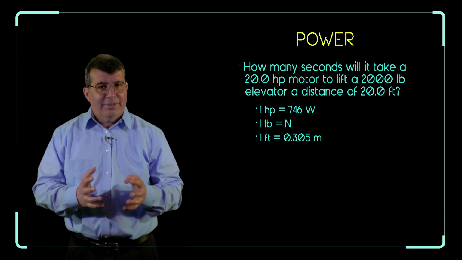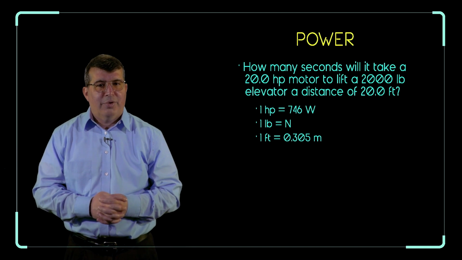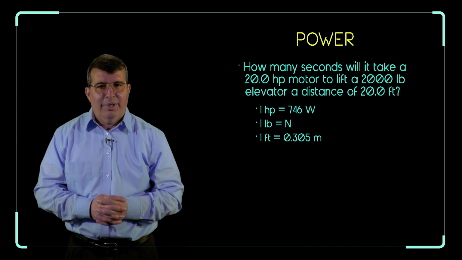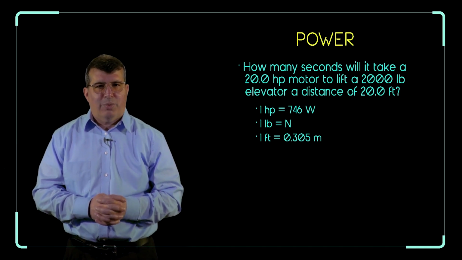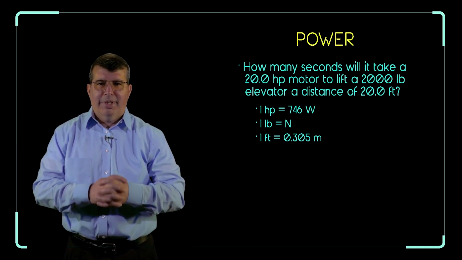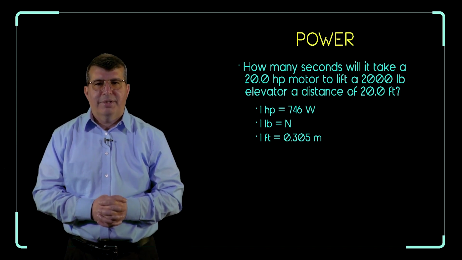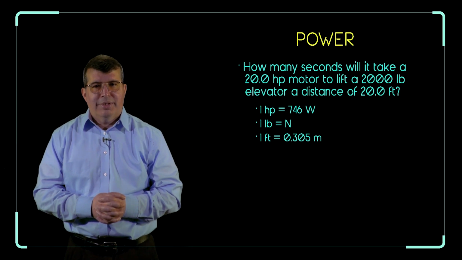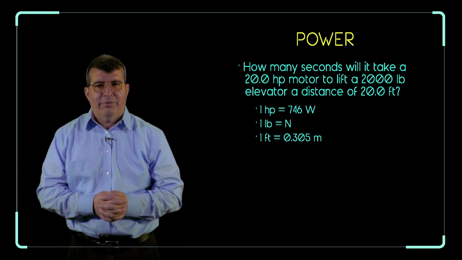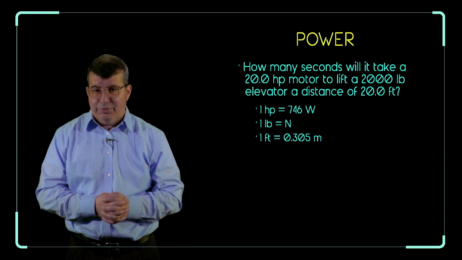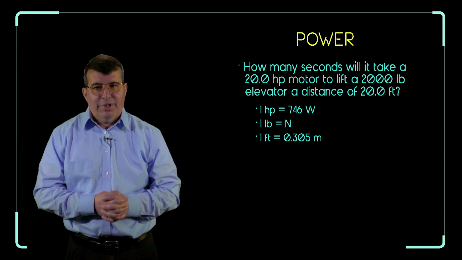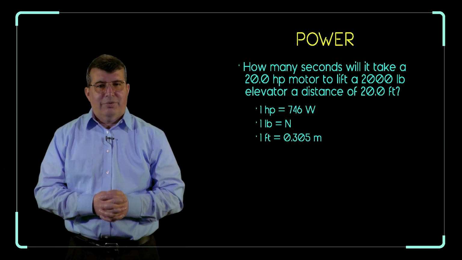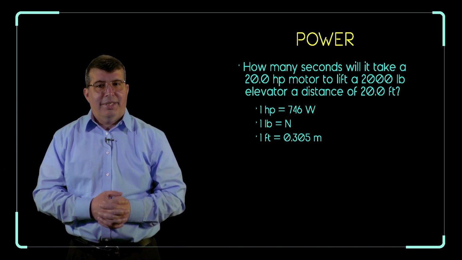Horsepower is the unit of power, so we would have to convert horsepower to watts, and the conversion factor is 1 horsepower equals 746 watts. 1 pound is 4.46 newtons, so 1 pound of weight is 4.46 newtons of weight. And 1 foot is 0.305 meters. And so that's all the conversion factors you need to answer this question.